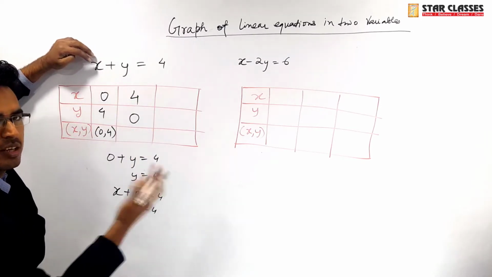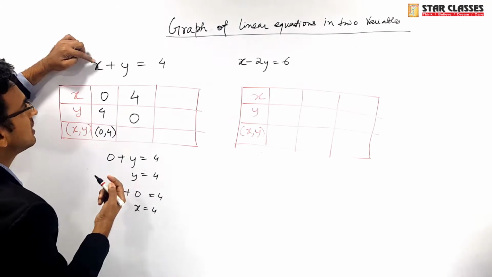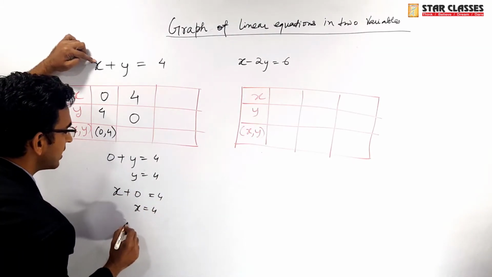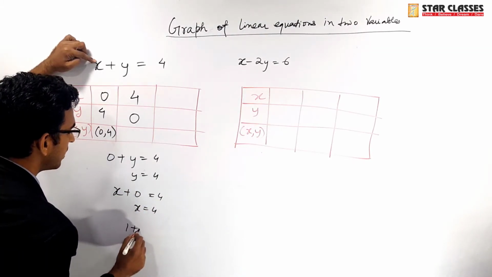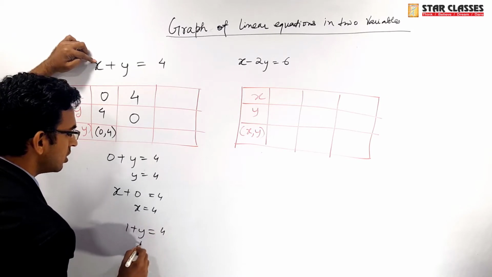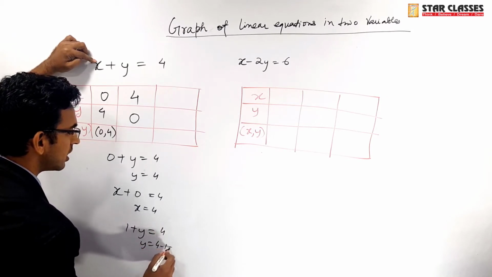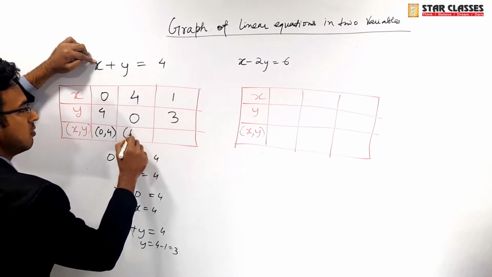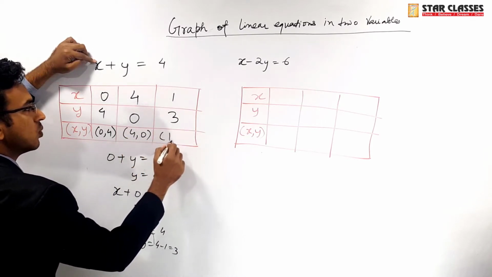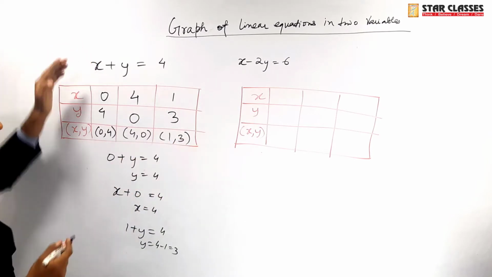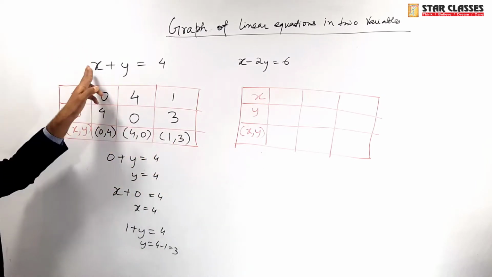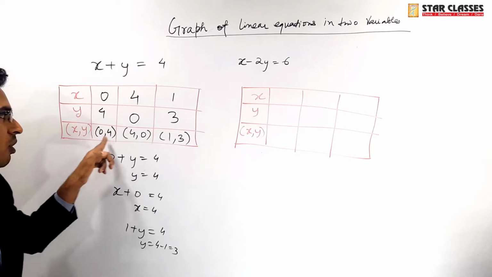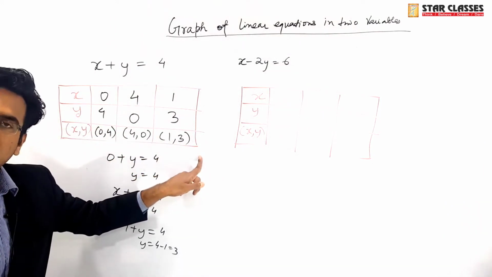Now let us take another value of x or y. Let's take x as 1. So if I take x as 1, this will become 1 plus y is equal to 4. So y is equal to 4 minus 1, that is 3. If I am taking x as 1, y is 3. Here 4, 0 and x is 1, 3. We are taking 3 points for this equation. Now we have to plot these 3 points in a graph.